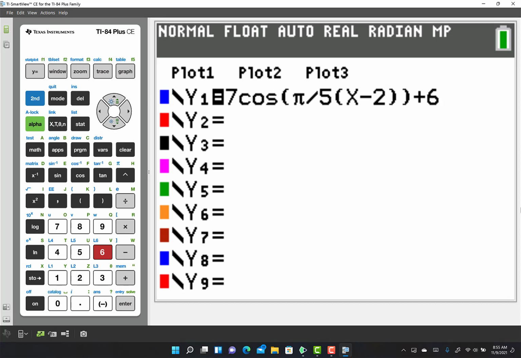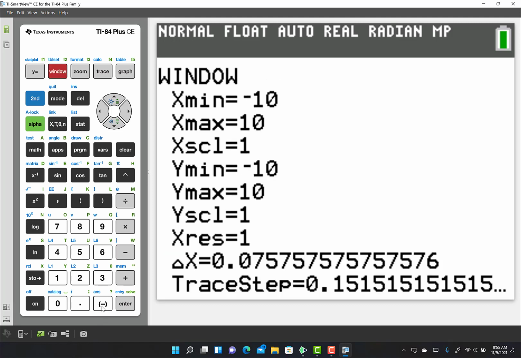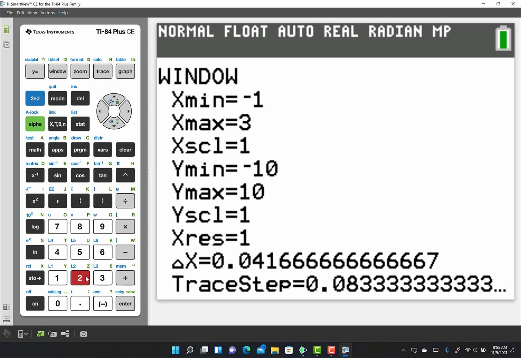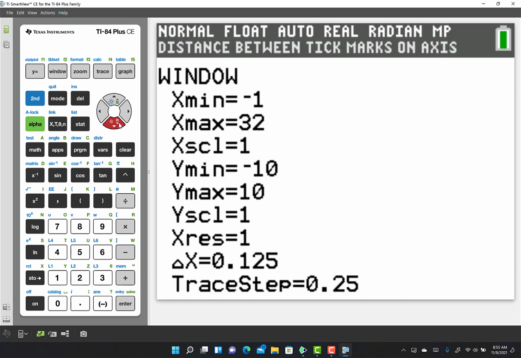Don't push graph yet. You want to fix your window. So there's a button that says window. You just push it. Let's go from -1 to, what do you want to go? 32? I don't know. We want to at least see one spike, because it's every 10. X scale, make it whatever you want, but I don't like to see too much clutter on the t-axis or x-axis, so I made it 5.